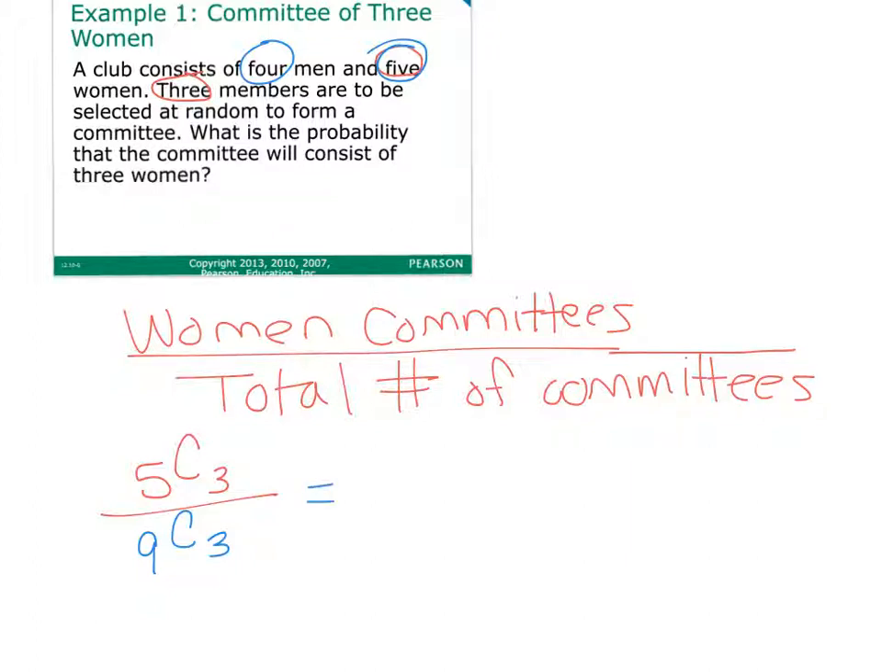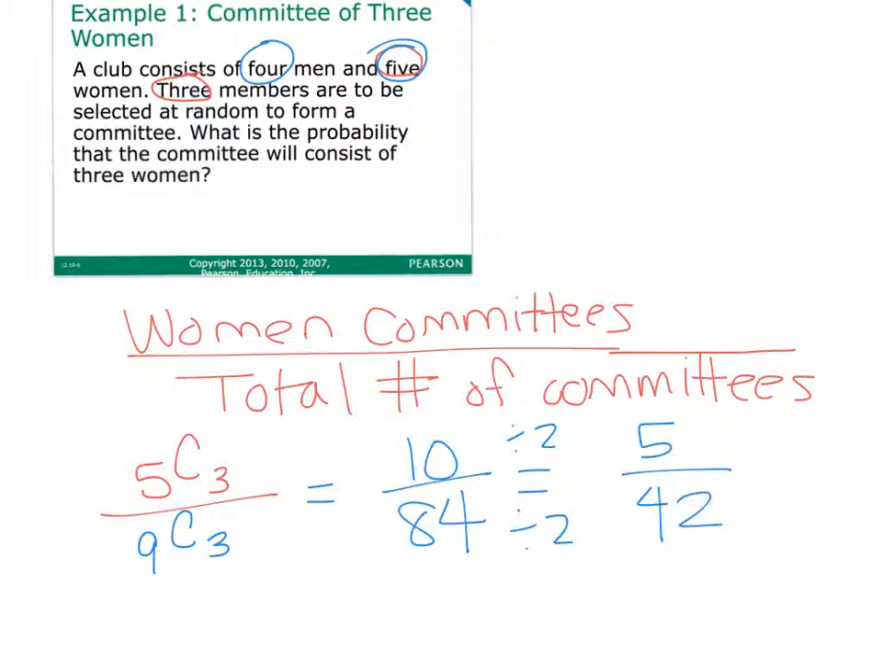So total number of committees is 9 combination 3. I personally would just use my calculator to find 5 combination 3 and 9 combination 3. 5 combination 3 is 10. 9 combination 3 is 84. And then remember, you always want to give your probability as a reduced fraction. So both of these items are even, so you know they're both divisible by 2. That would give you 5 over 42. So the probability of selecting an all-female committee when 5 of 9 people are female would be 5 out of 42. Not likely, but it is possible.